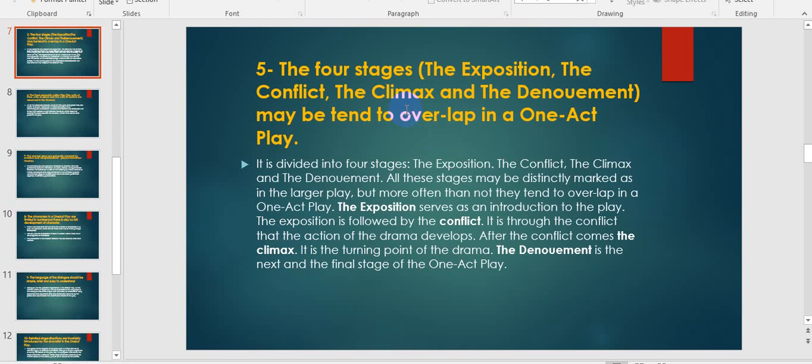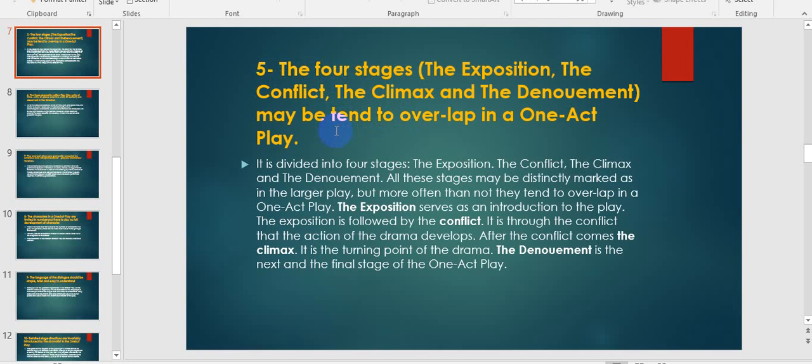In the previous videos, if you remember, in the first video, I gave you a short introduction about one act play. In the second video, I started with presenting the difference between one act and full-length plays. I gave you 4 points. Now, in this third video, I'm going to start with the 5th point, which is that the 4 stages, the exposition and the conflict, the climax and denouement, tend to overlap in a one act play.